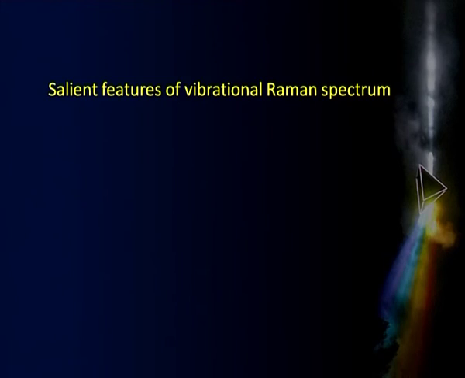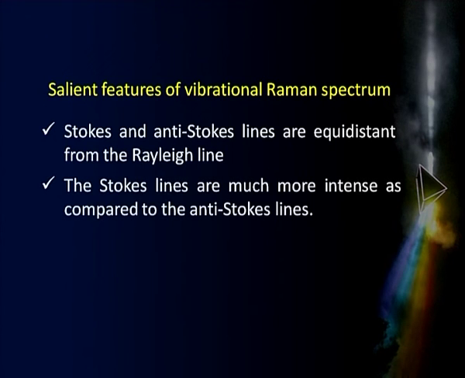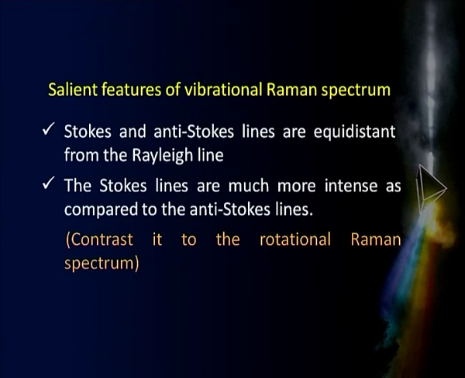Let us take up the salient features of the vibration Raman spectrum we have just seen. The first is that the Stokes and anti-Stokes lines are equidistant from the Rayleigh line, which is what we expect to observe. Secondly, the Stokes lines are much more intense compared to the anti-Stokes lines. You can contrast this with the rotational Raman spectrum, where the two were of roughly similar intensity.